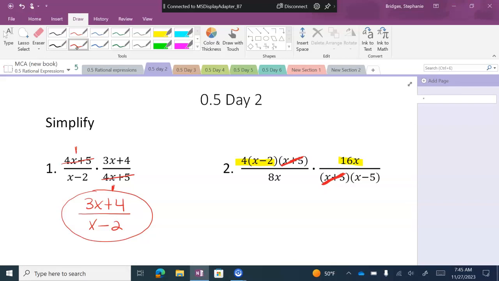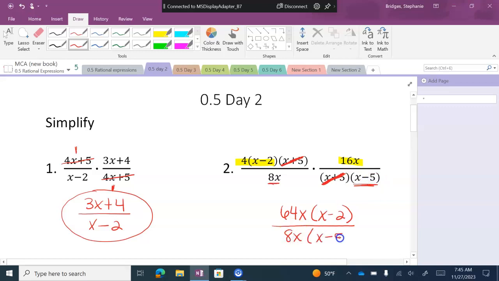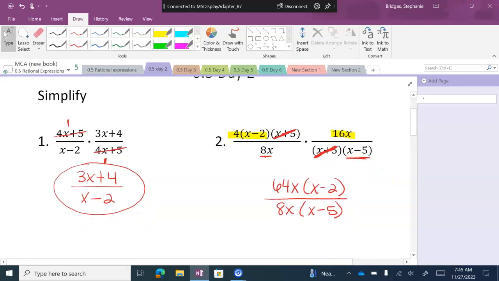Now, I'm not actually going to distribute inside the parentheses, but what I will do is go ahead and multiply that 4 and that 16x. 4 times 16 is 64. And then I'm just going to leave the parentheses, because if I distribute, I would maybe have to go back and refactor to see if I can simplify any further. So I'm going to leave it just like that. And then at the bottom, what do you notice we have still? We have the 8x and the x minus 5. Is everybody okay with that?